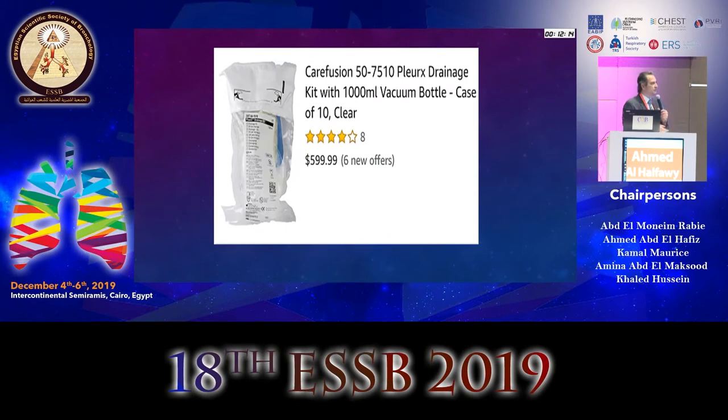So this is a recent slide. The catheter sells for about $400 with the insertion kits, but getting 10 bottles will cost you $600. So for a month's drainage, it's a huge amount for us.